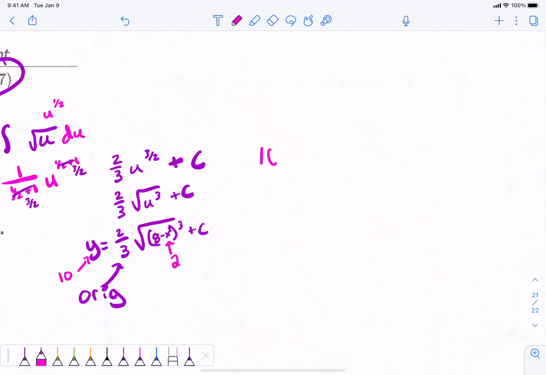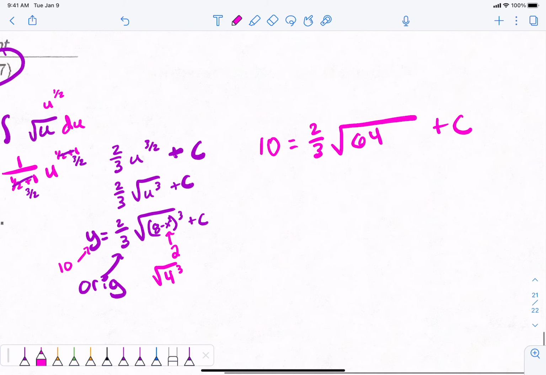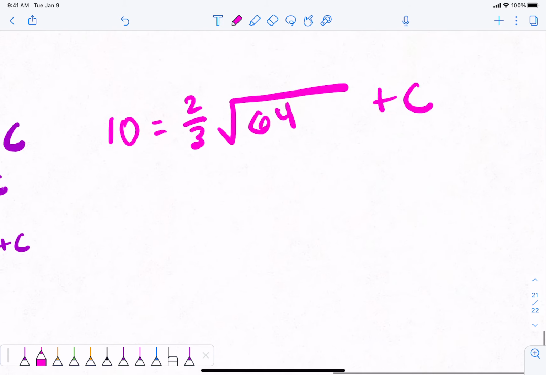So 7 equals 2/3 the square root of, that's x squared, so I have 8 minus 2 squared, which is 4. So I've got the square root of 4 to the 3rd power. Do you know what 4 to the 3rd power is? 64. So this is the square root of 64, which comes out nice.